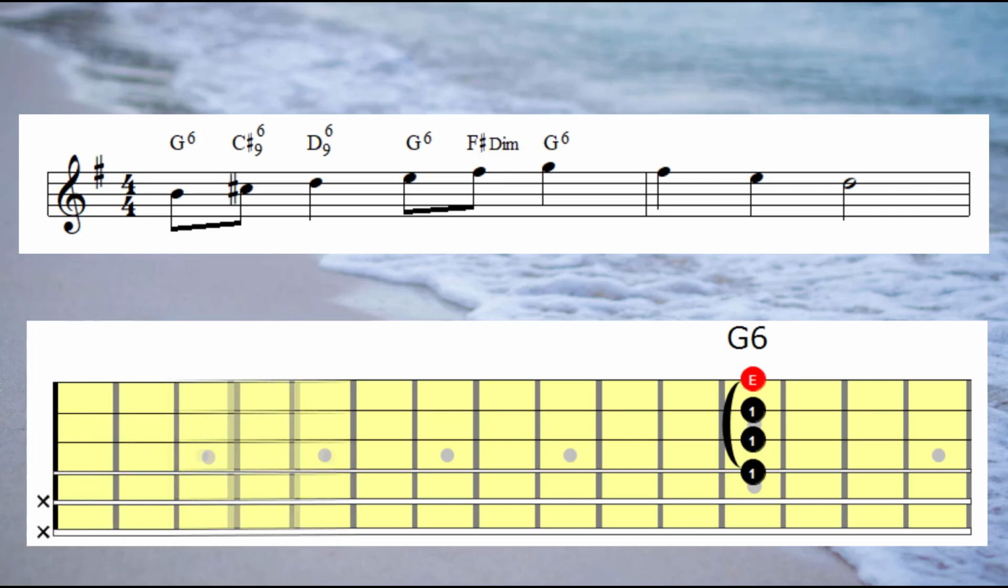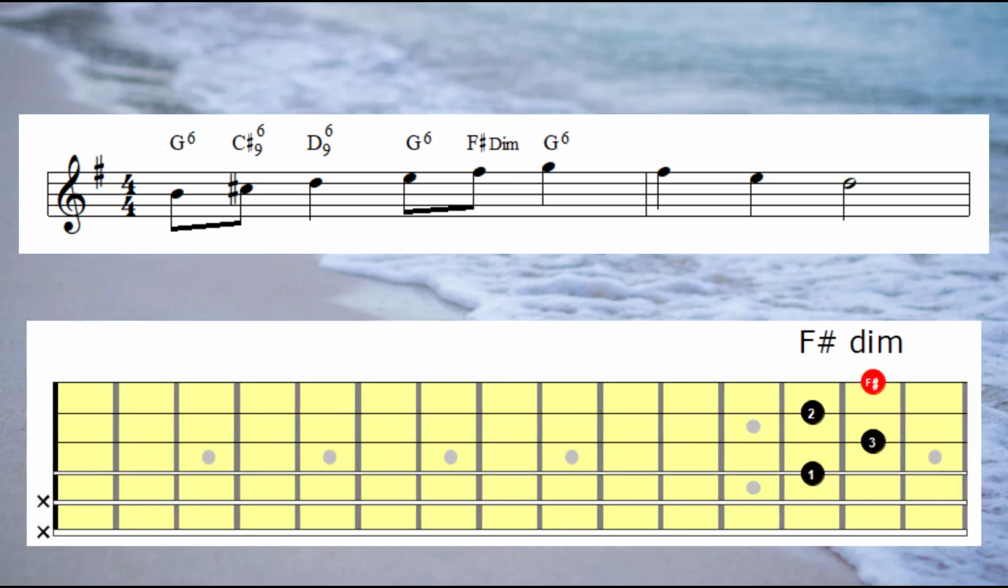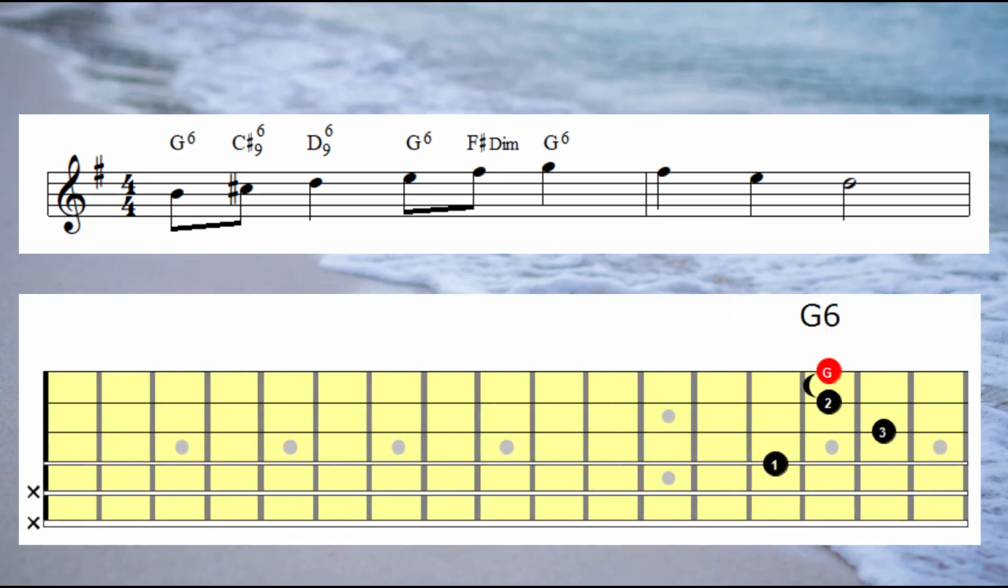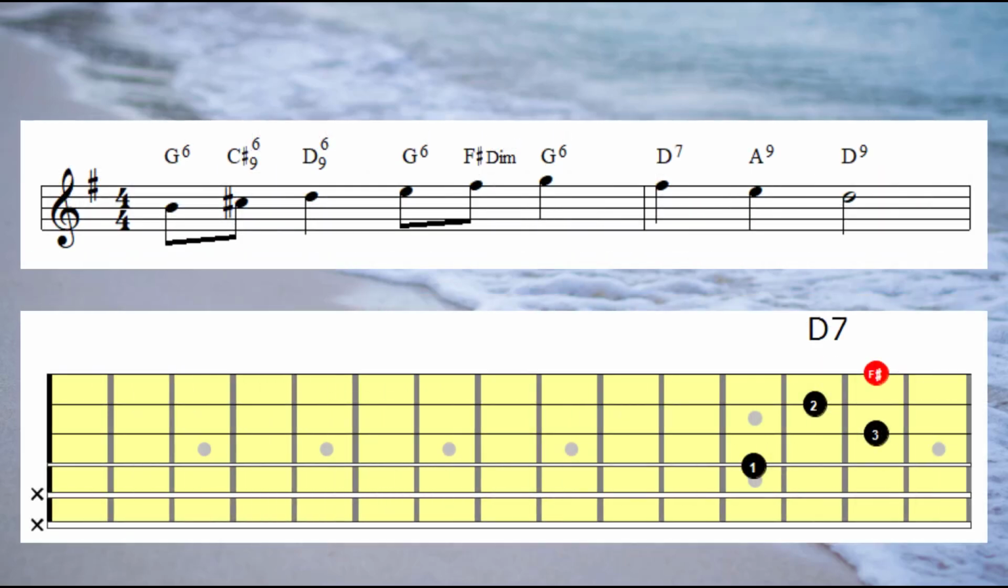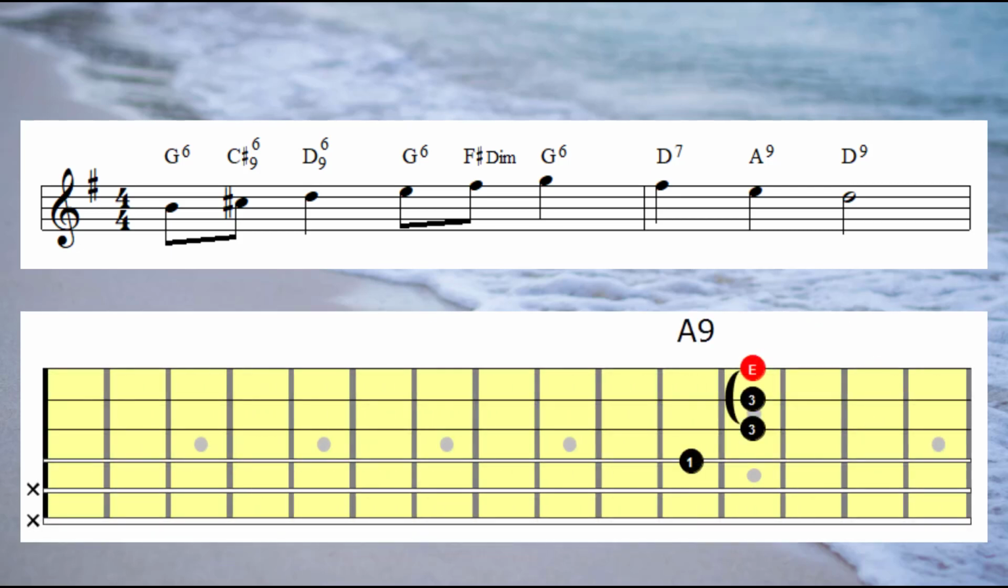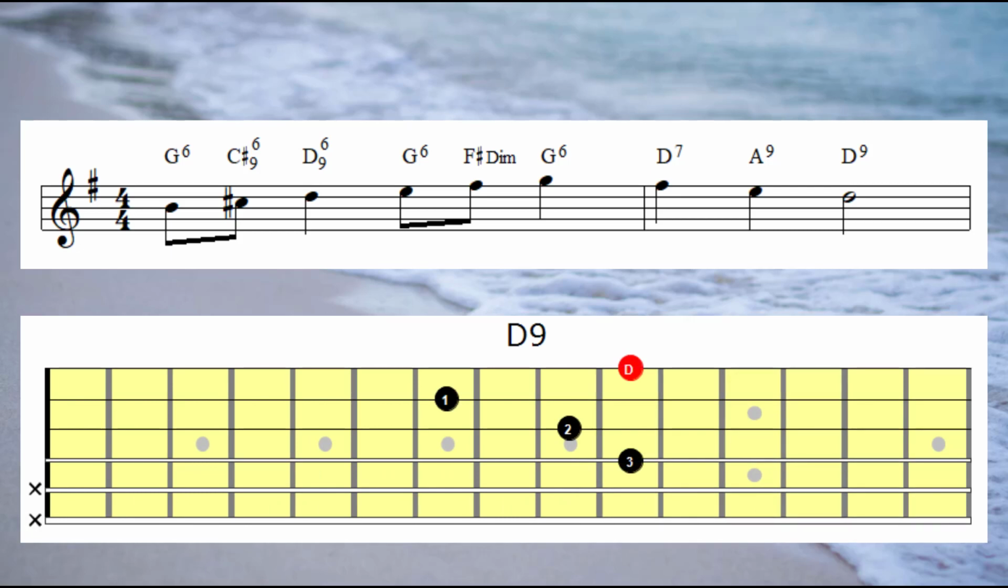Under the F sharp note, I'll play an F sharp diminished, and under the G note, the last note in the third bar, I'll play a G6. In bar 4, under the F sharp note, I'm going to play D7th. Under the E note, I'm going to play an A9th, the top part of an A9th chord, and then under the D note, I'm going to play a D9th.